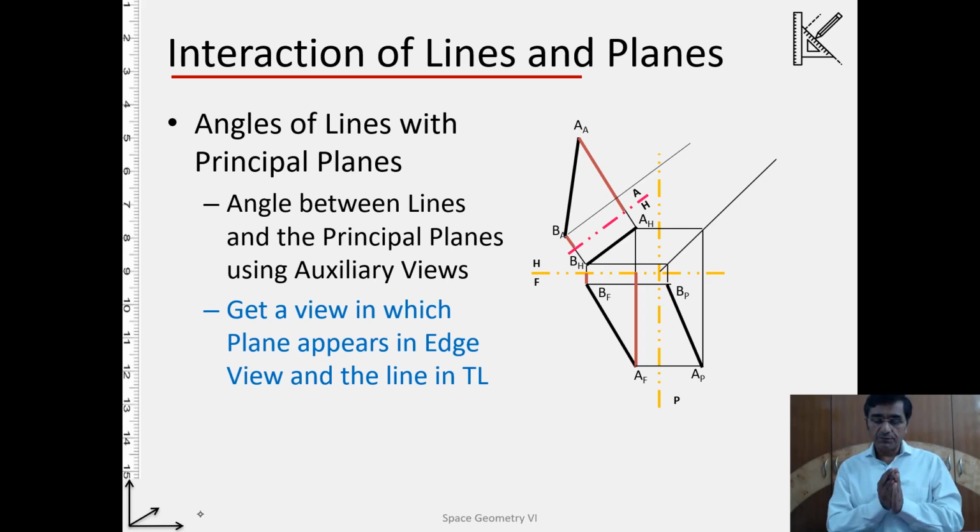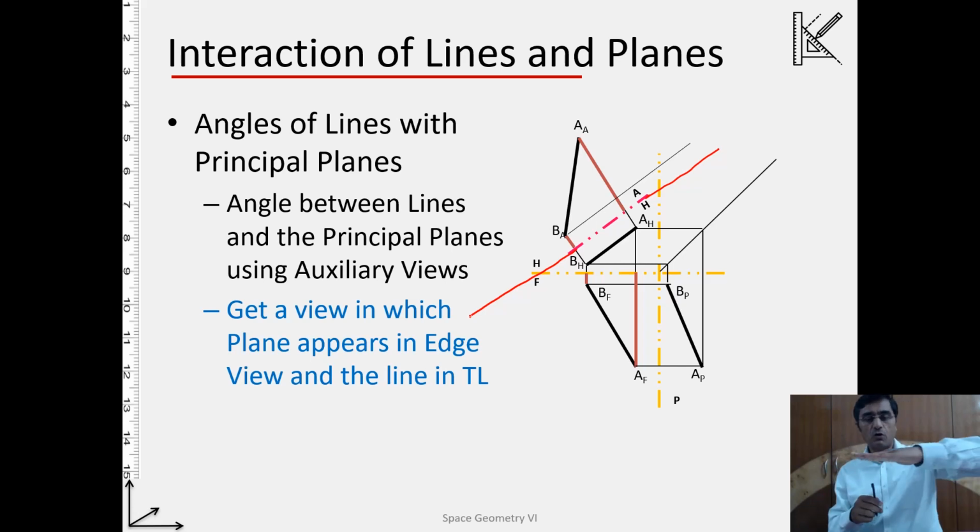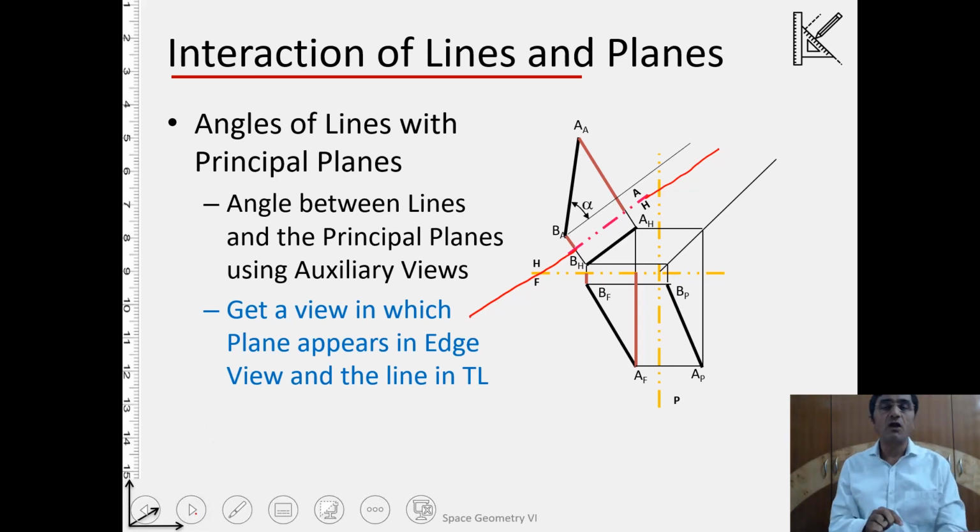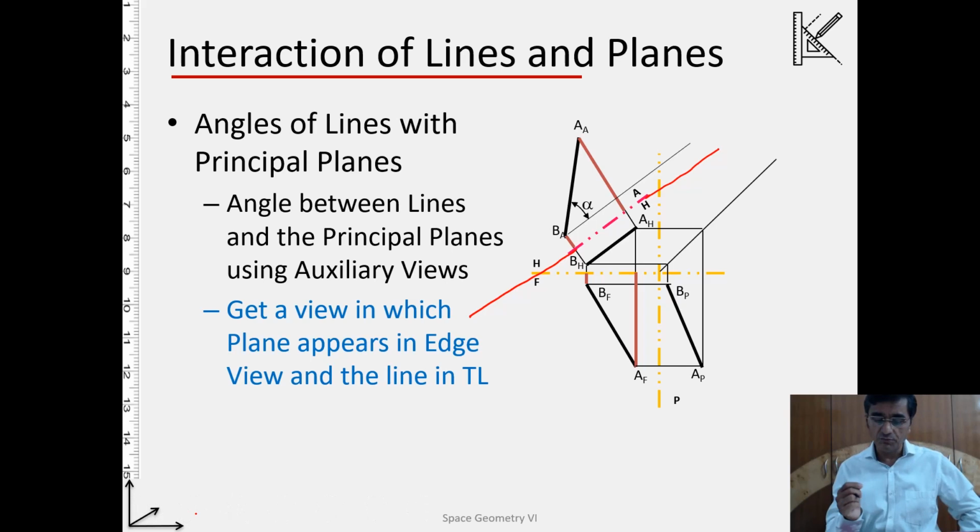So now what we have, if you look at this line, is the edge view of the horizontal. Okay, this is the edge view of the horizontal. So we have now the edge view of the horizontal and the line, and now the line is at true length. This angle will be the true angle. So we can now determine alpha, and alpha will be the angle between the horizontal plane and the line.